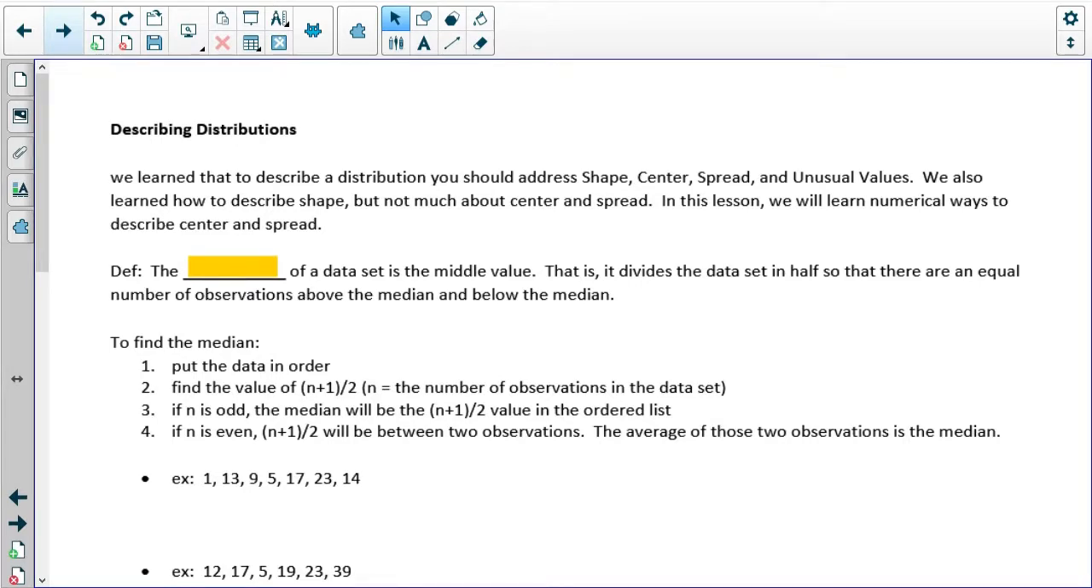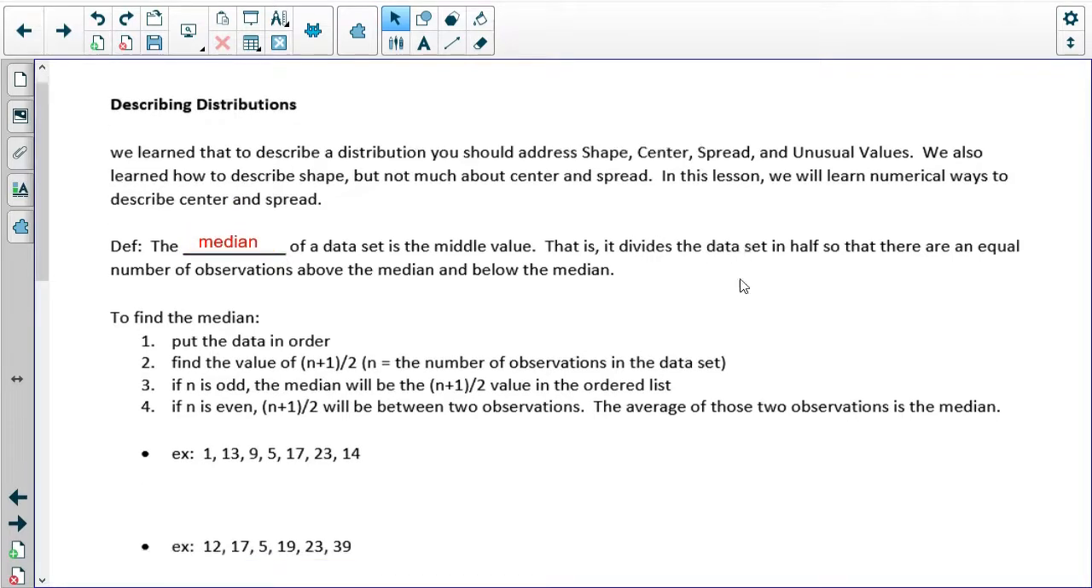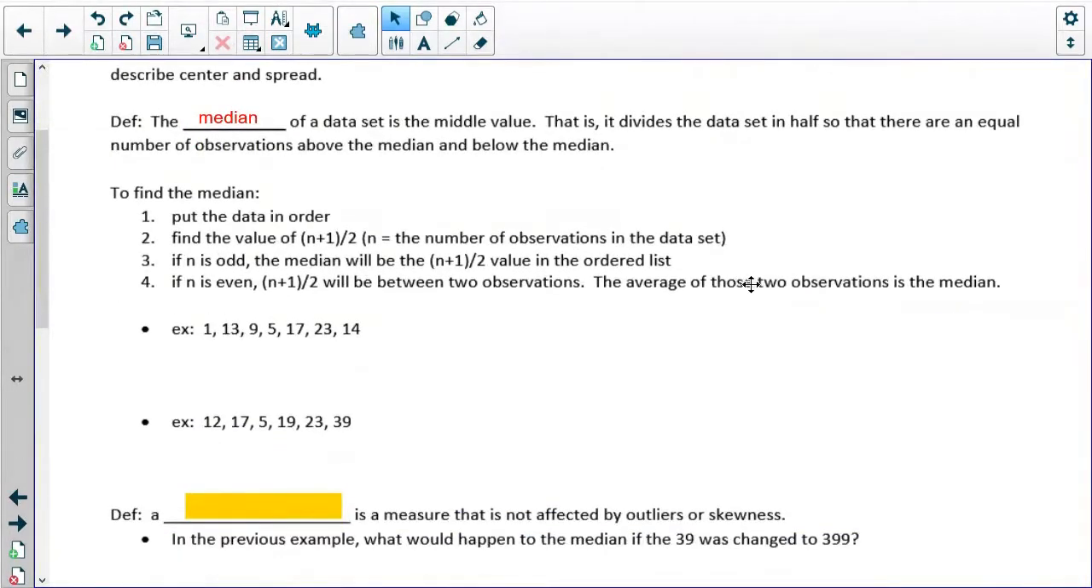So let's start talking about medians. We learned how to describe distributions with shape and unusual values. Now we're going to start talking about center and spread. So the median is the middle value, and it divides the data set in half, so there are an equal number of observations above and below the median. And the process for doing that is given.